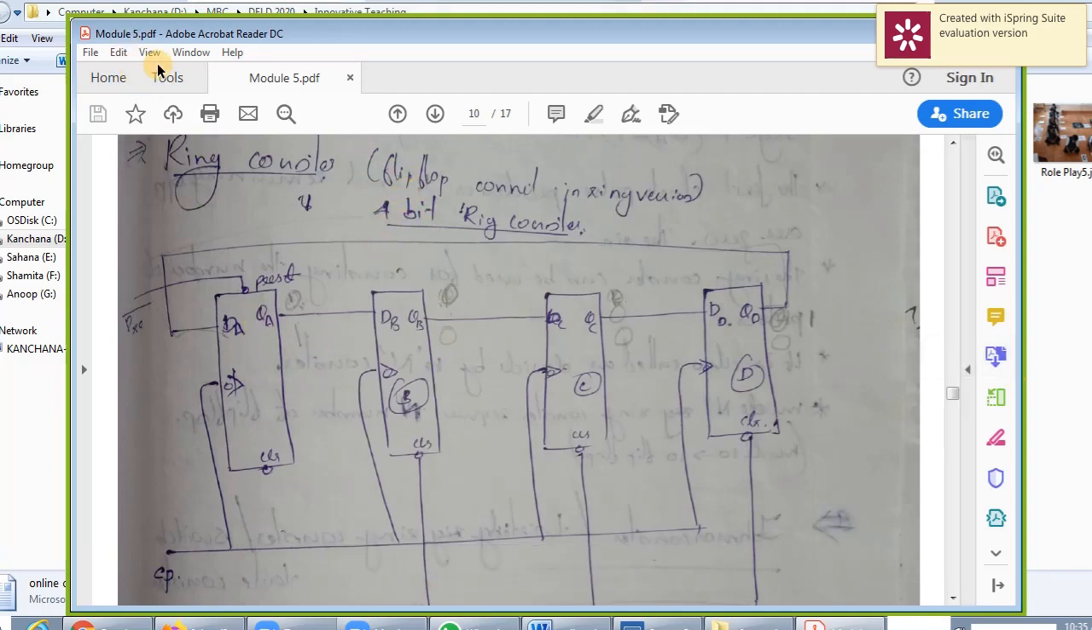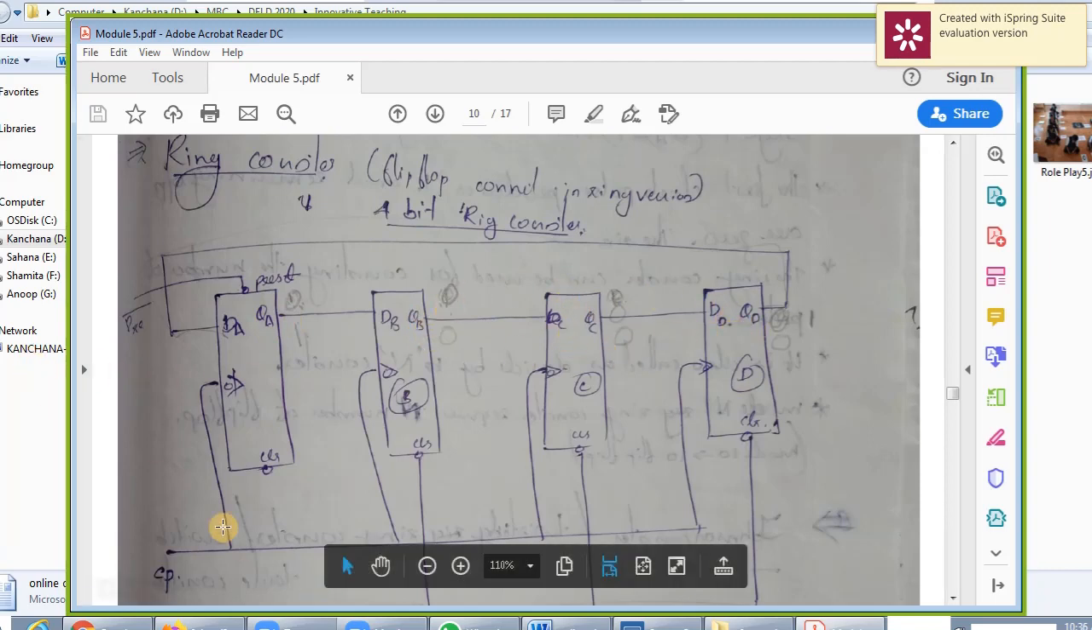So I'll explain a 4-bit ring counter. For a ring counter, you have to use a D flip flop. So 4 D flip flops are used. The input is DA, output is QA. So DA, DB, DC, DD are inputs, QA, QB, QC, QD are outputs. It is a synchronous counter, so all the clock pulses are connected to a single source clock pulse. This circle and triangle means it is negative edge triggered.